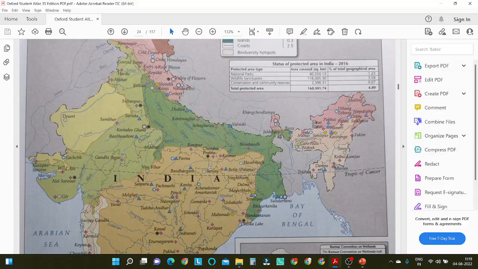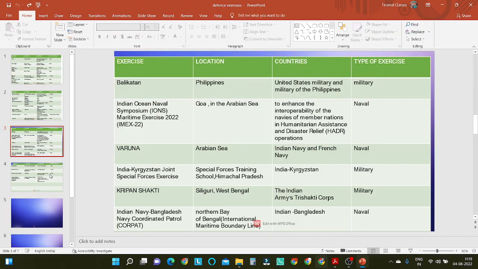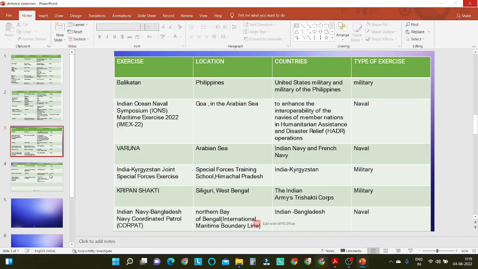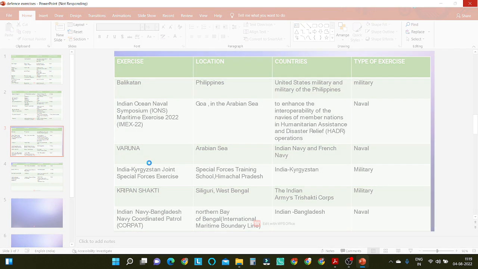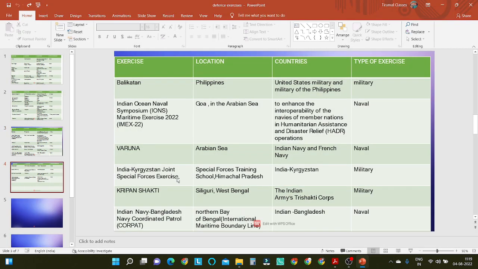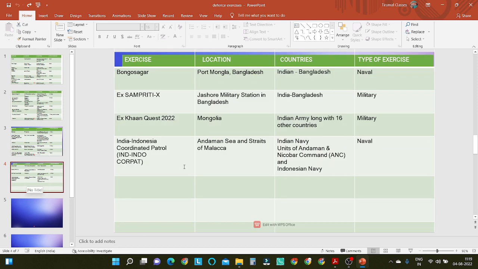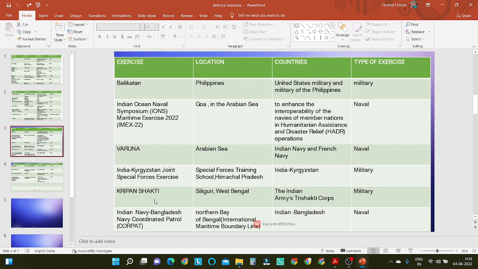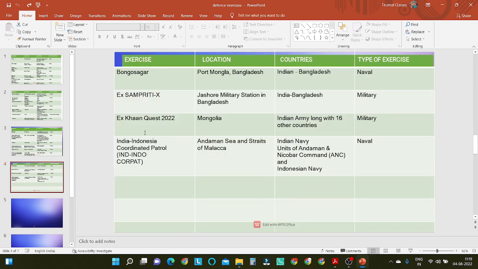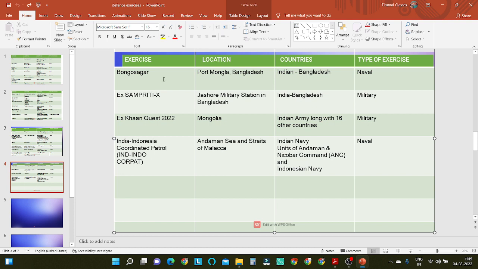So the next exercise is the Bongo Sagar exercise. It is also taking place between India and Bangladesh. The earlier exercise was also between India and Bangladesh. So in total there are three types of exercise taking place between India and Bangladesh. The India-Bangladesh coordinated patrolling, and now Bongo Sagar.